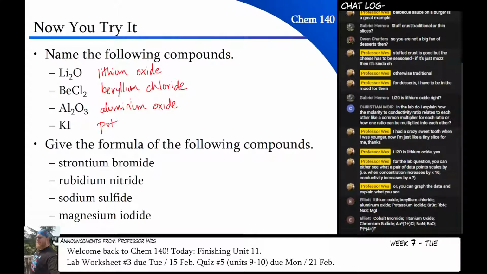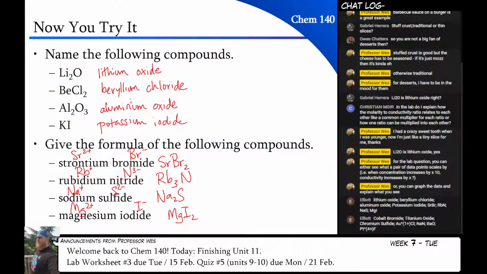And then this down here is potassium iodide. Then we got strontium, which is this, and bromide, which is that. So you could put those together to get this as your formula. By now, we should know how to make ionic compounds. So it's just a matter of interpreting what the words mean, right? So this is sodium, and this is sulfide. And then magnesium, and then iodide. And there you go.